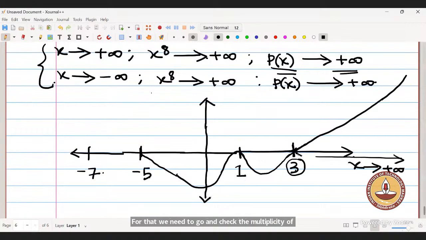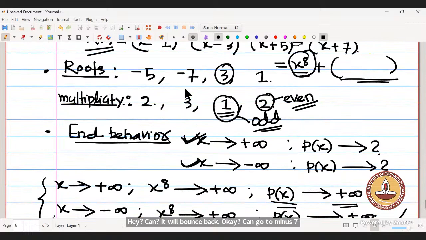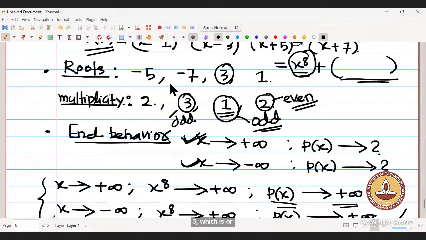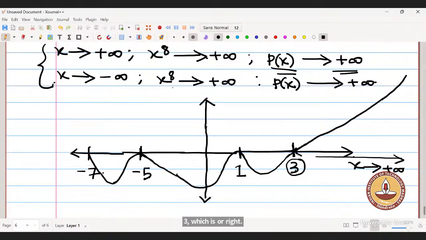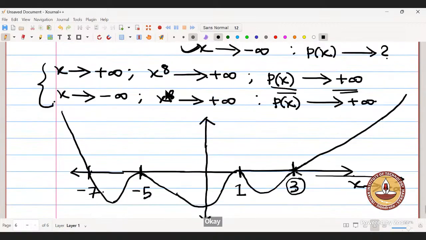And as you can see, again it will bounce back, and it will go to -7. At -7, the multiplicity is 3, which is odd. That means it will cross the x-axis. So the graph of the polynomial will be more or less similar to this graph.